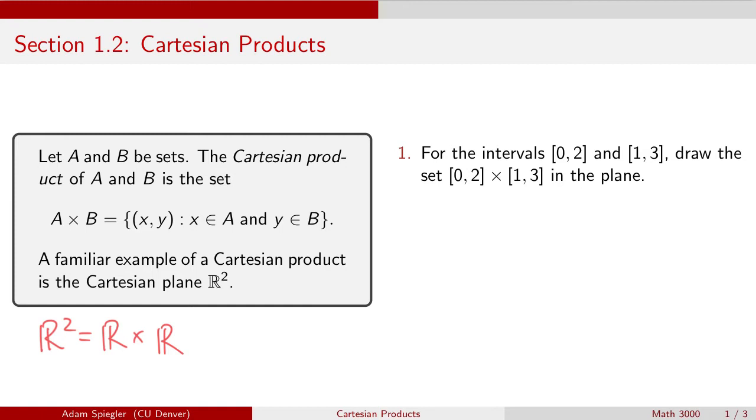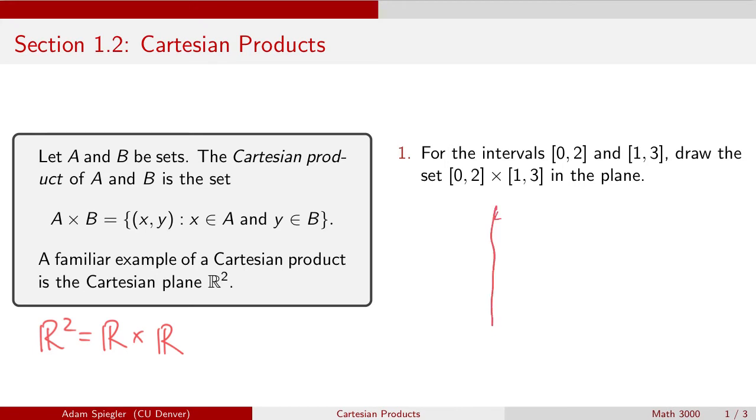Okay, so let's take a look at an example. Let's say we have one set A, which is the closed interval from 0 to 2, and a second set B, which is the closed interval of values from 1 up to 3. We want to draw the set A cross B. This is going to be some subset of R cross R, or R2.